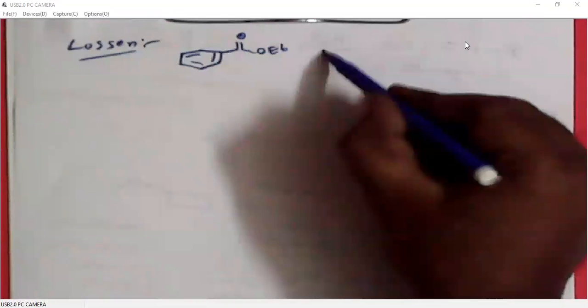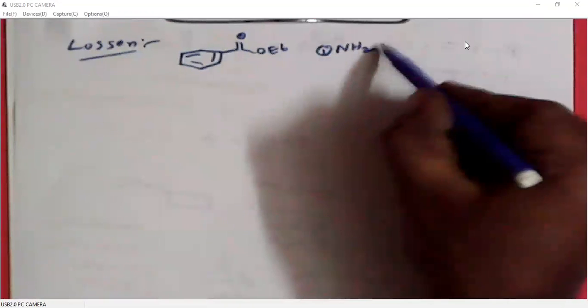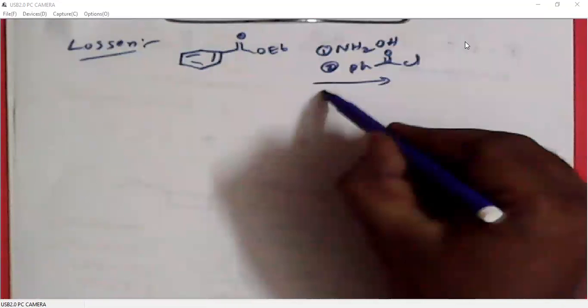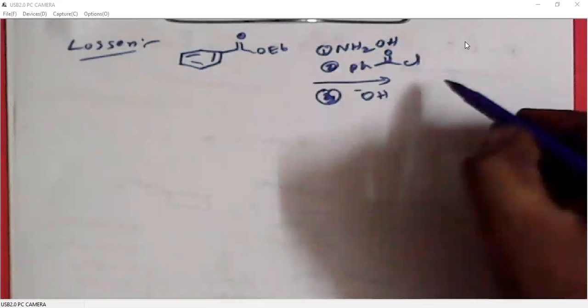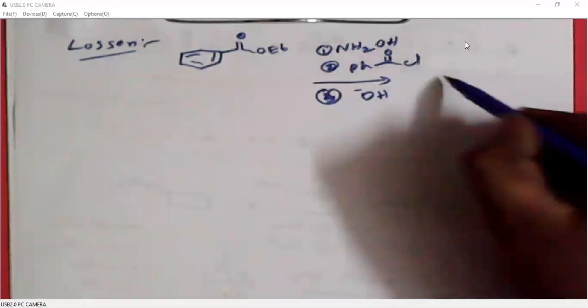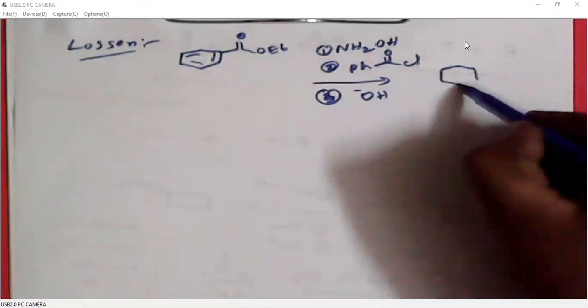When it is treated with hydroxylamine, followed by benzoyl chloride and sodium hydroxide treatment, ethyl benzoate is converted to aniline.